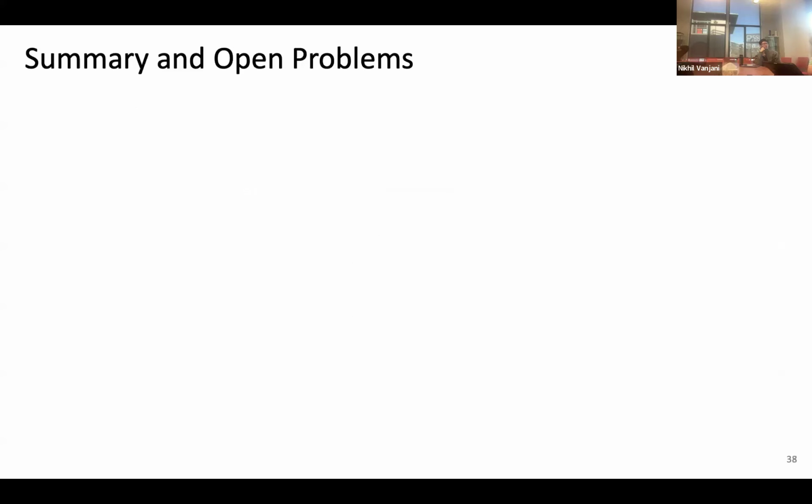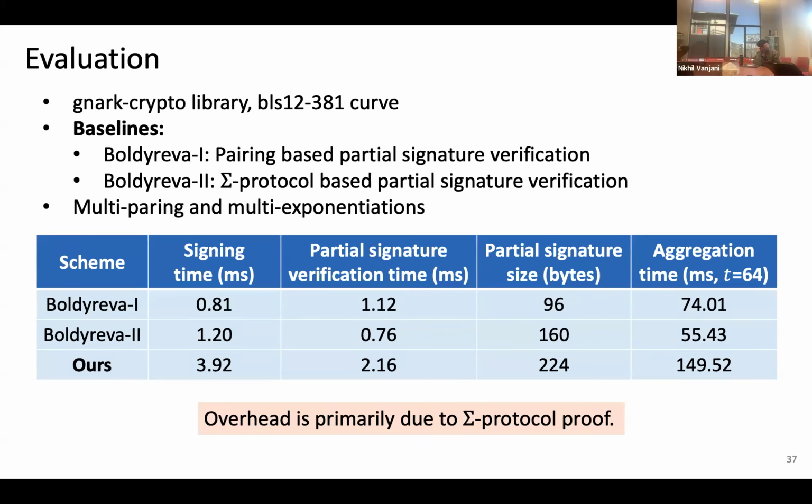And why is the aggregation time lower for the second one? Aggregation is basically verifying individually. Oh, you're accounting for verification. Yeah. The Lagrange function.